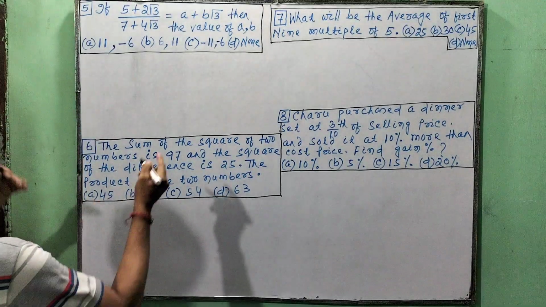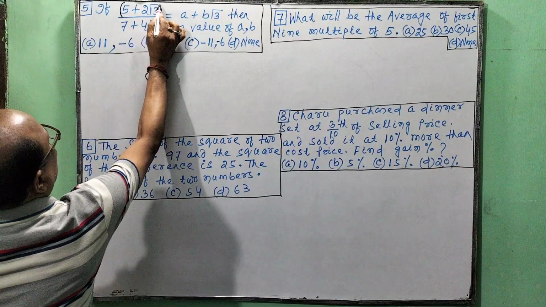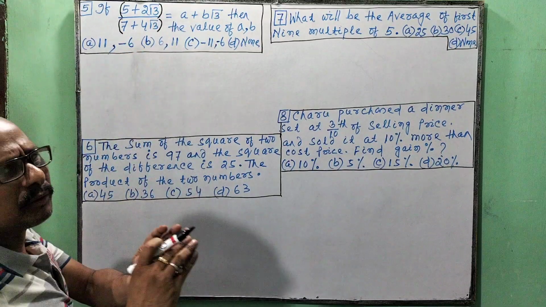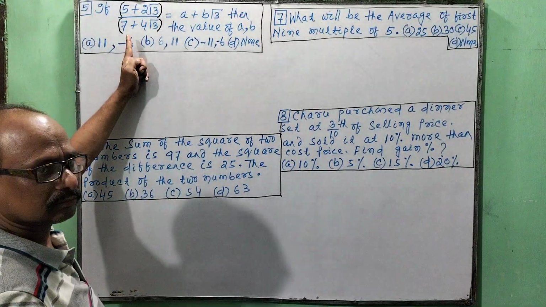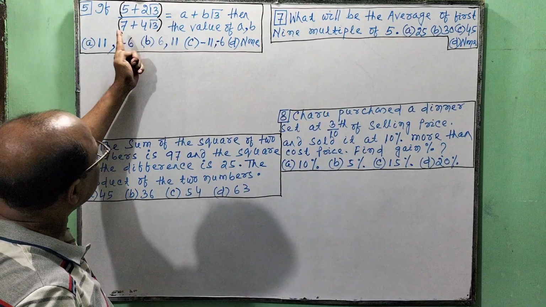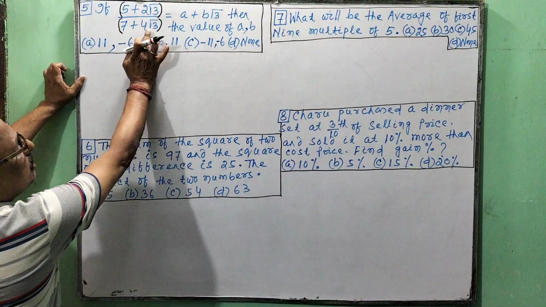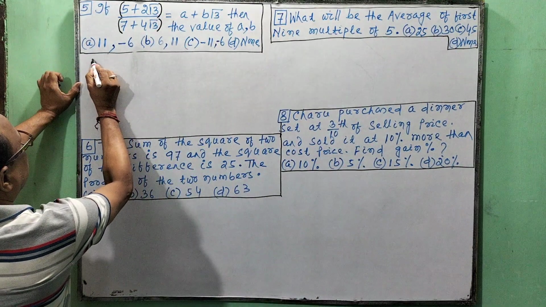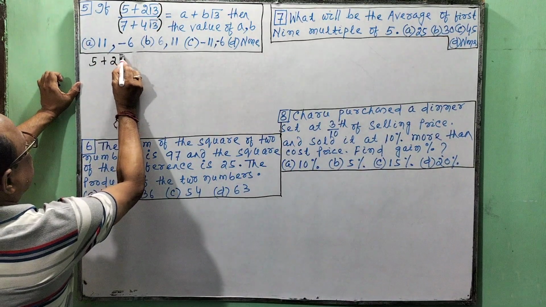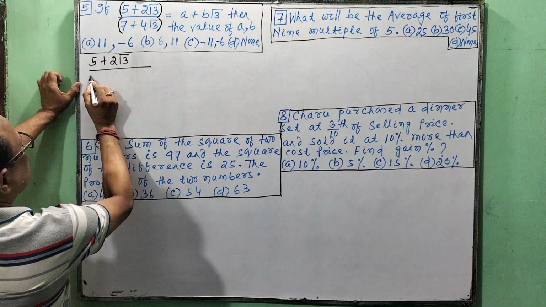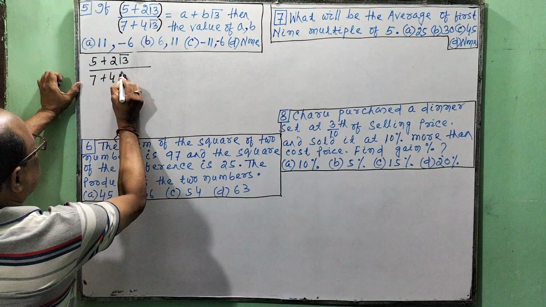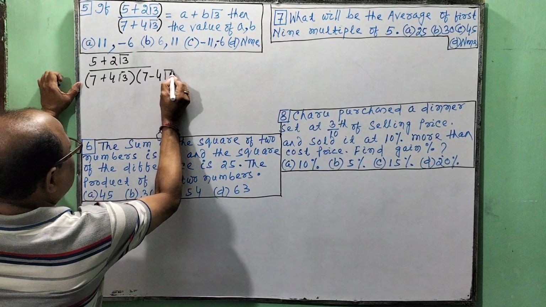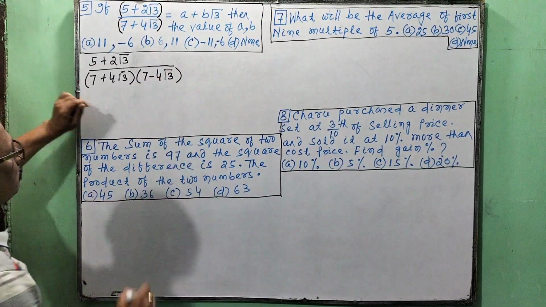So, (5 plus 2 root 3) divided by (7 plus 4 root 3). In this type of question, you have to multiply. Look at the denominator and multiply by its conjugate. Here it is a plus b, so just multiply by a minus b. To convert into a square minus b square, we have to multiply by 7 minus 4 root 3.